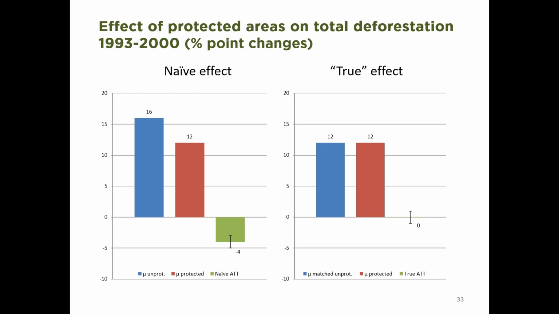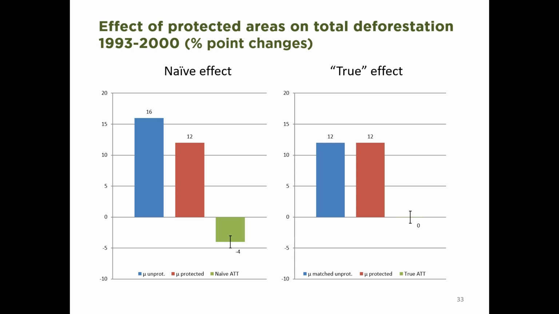So between 1993 and 2000, there was 16% deforestation outside of protected areas. The red bar is the average rate of deforestation inside protected areas during this period, which was 12%. The difference between those two rates, inside and outside of protected areas, is 4 percentage points. So if you were using this approach, you would conclude that protected areas reduced deforestation by 4 percentage points between 1993 and 2000.